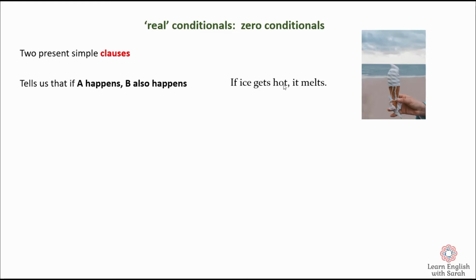And here's an example of a sentence. If ice gets hot, it melts. And this comma is separating the two clauses. So this is the if clause here, and this one here is your main clause. A zero conditional sentence always talks about the present, and we're talking about something which is true now and always. In other words, we're talking about a state.